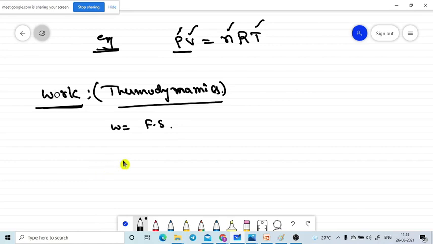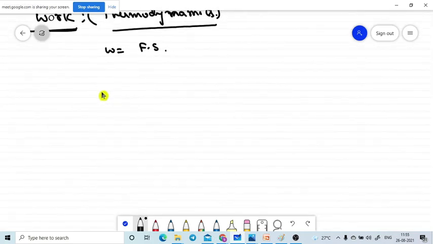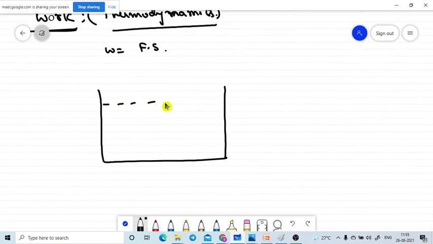But in a thermodynamic system, what is meant by work? We are going to describe what is meant by work. Now let me take a small example for easy understanding. Let's assume a thermodynamic system where some gas is enclosed in one container. This gas is the system. This is the system only.